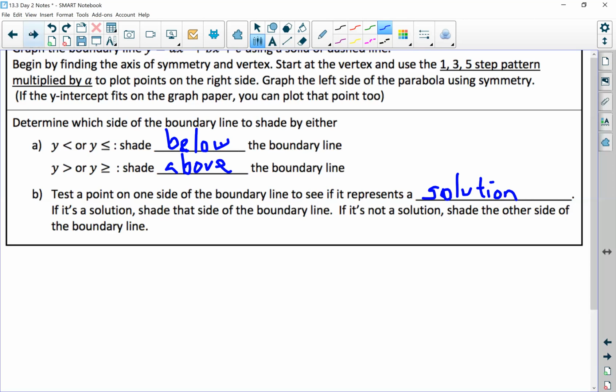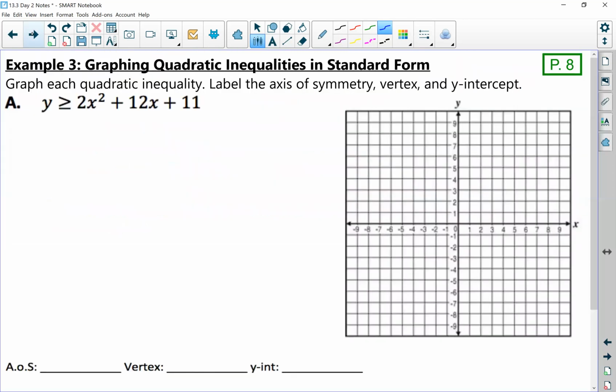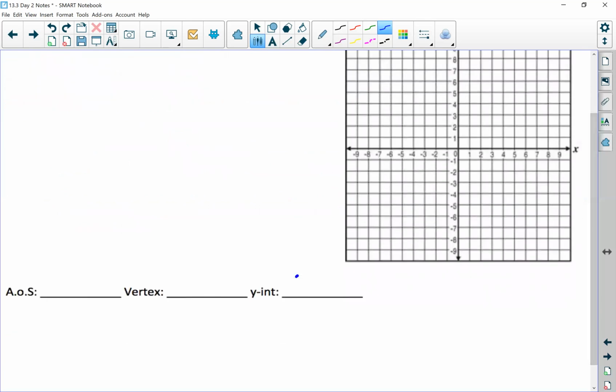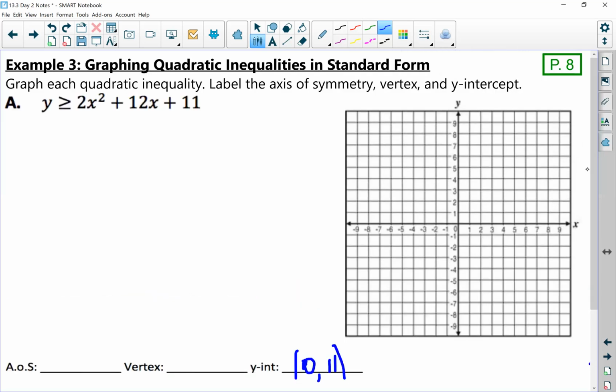Example 1. Y is greater than or equal to 2x squared plus 12x plus 11. Let's start with the easy stuff. What is the y-intercept? 0, 11. And in this case, that's not going to fit on the graph, so unfortunately, we won't have the y-intercept graphed.